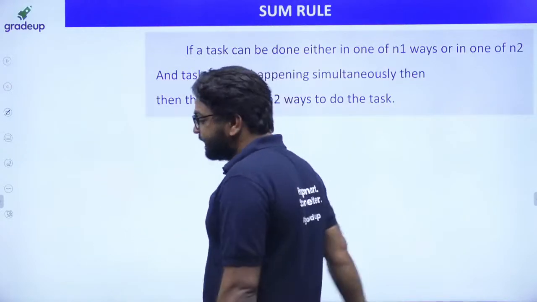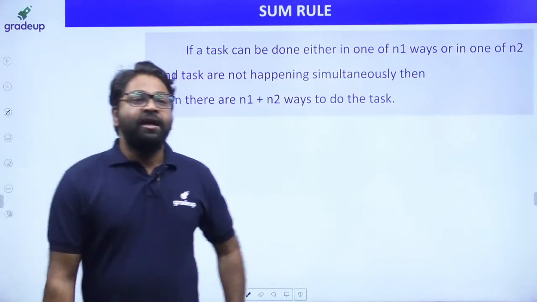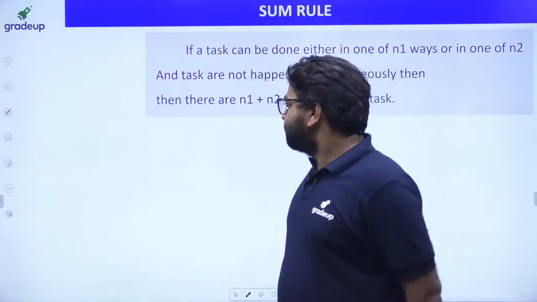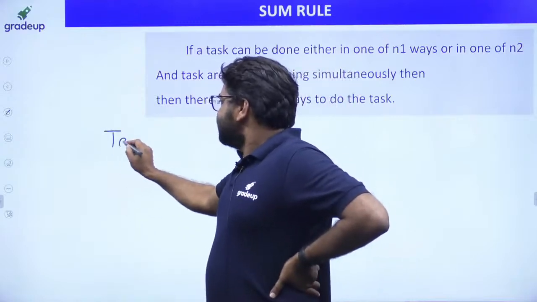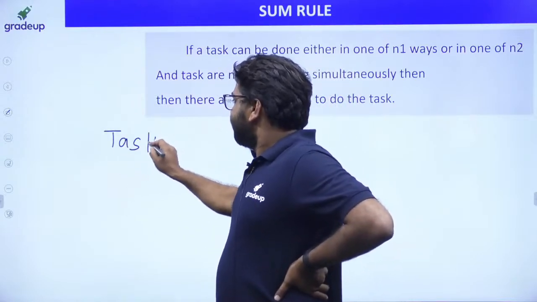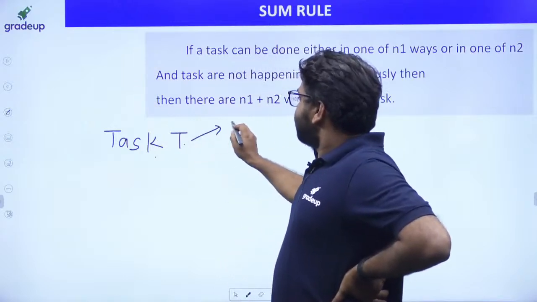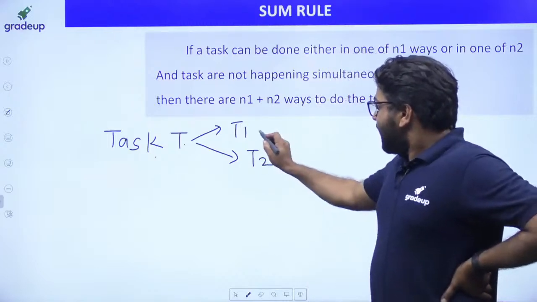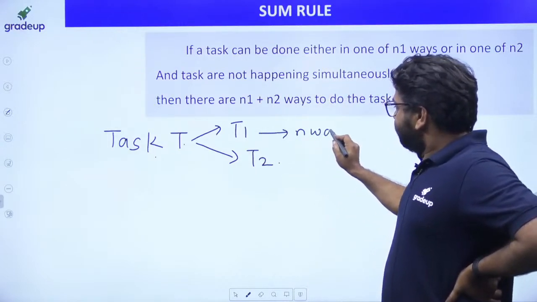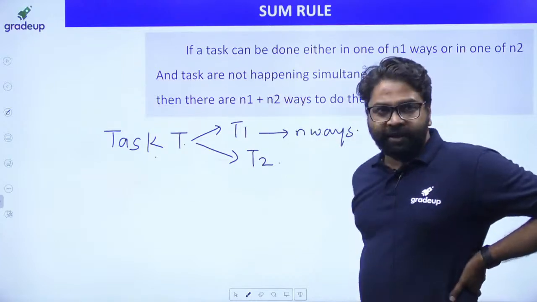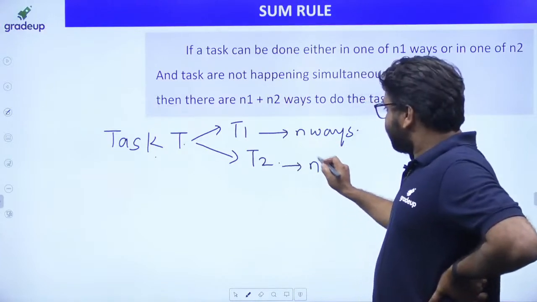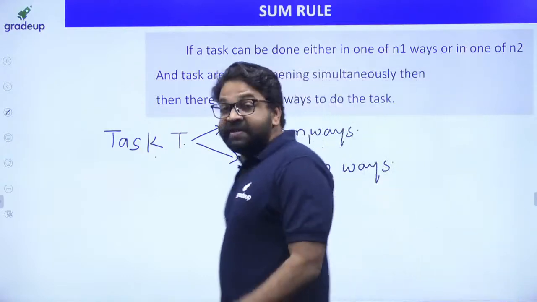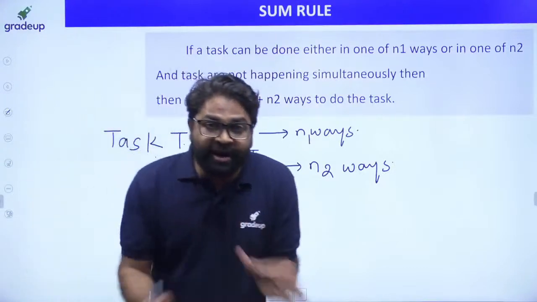Okay, now it's time to try to understand what the sum rule is. It's a very simple thing. Again, the same definition. Let's consider there is a task T, and this task we can divide into T1 and T2, and let's consider there are n1 ways we can do T1, and n2 ways we can do T2. Till here there is no difference in the definition.